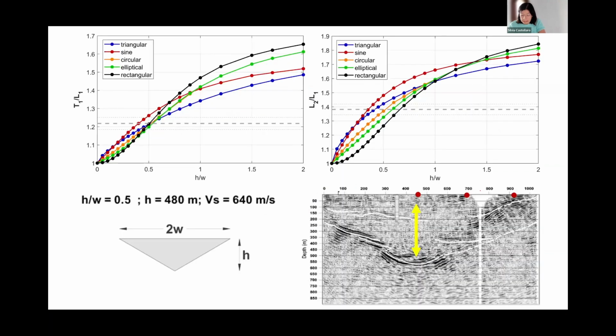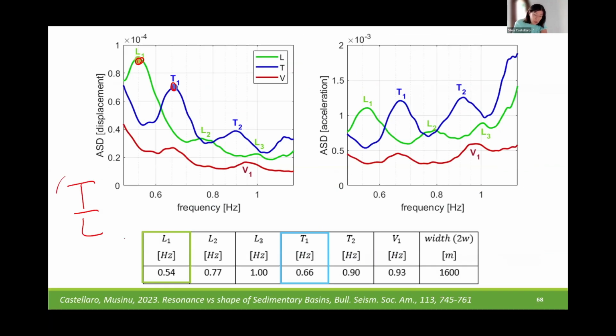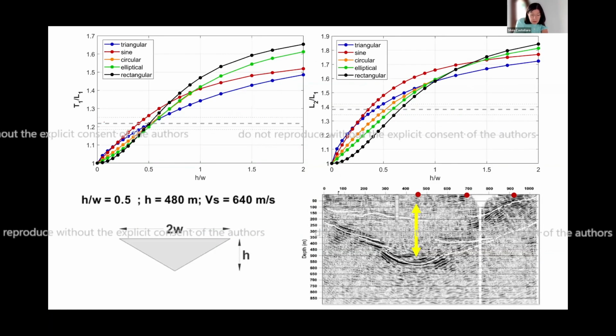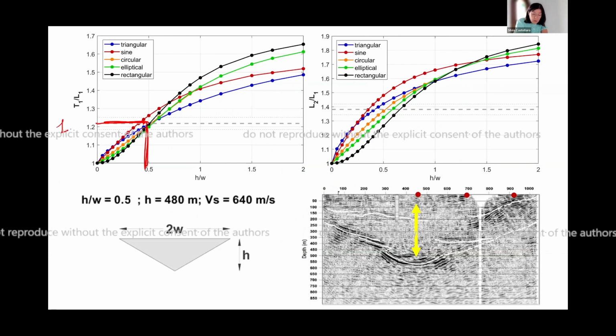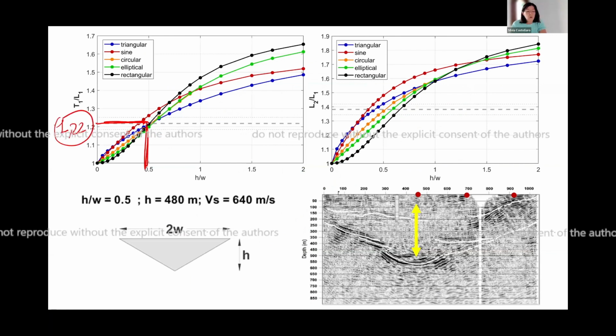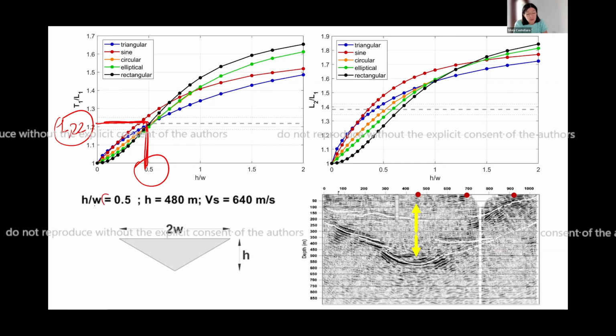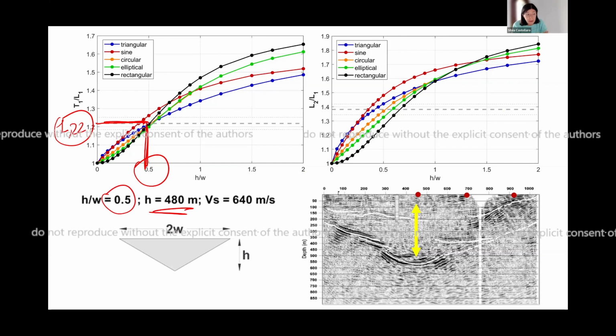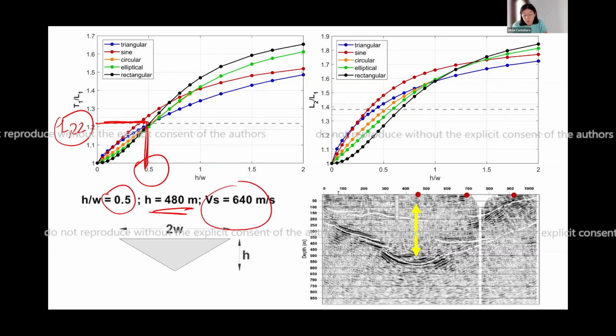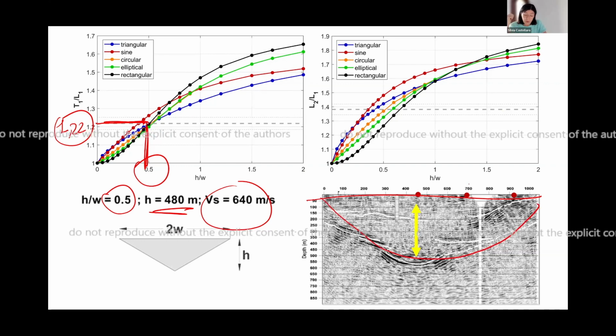Anyway, by simply looking at this transversal to longitudinal ratio, and possibly other ratios, by using this chart, we managed to assess that the ratio between the transversal motion and the longitudinal motion was 1.22, which stands for an aspect ratio of our basin of 0.5. So we basically assessed that our basin was about 500 meters thick, and the equivalent VS was 640 meters per second. In this basin, we also had information from seismic reflection, so we could compare our results. You find these examples in that paper.